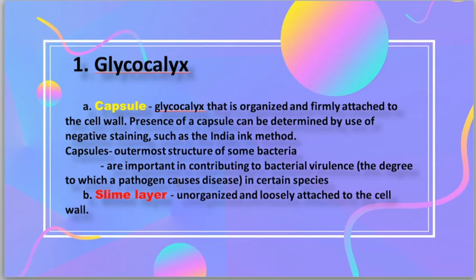Because your capsule causes more disease because no phagocytes can engulf them. Okay? So, if merong capsule yung bacteria ninyo, class, hindi siya ma-engulf ng phagocytes present in your immune system. Diba? Meron tayong mga phagocytic cells found in your immune system. Examples natin, for example, your neutrophils, your monocytes, diba? Macrophages, dendritic cells, yung killer cells ninyo.